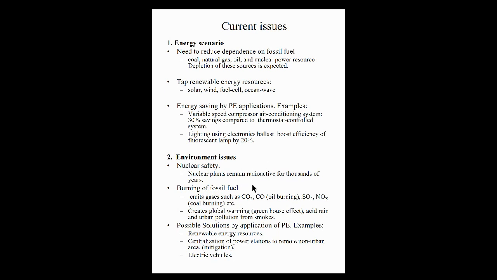However, the radioactivity can be a problem, right? That can be a problem when we produce energy from fossil fuel. We have our greenhouse gases that cause global warming and acid rain and so on, all these effects, right? So a solution is the use of power electronics, right? It can tap into those renewable energy sources, right?